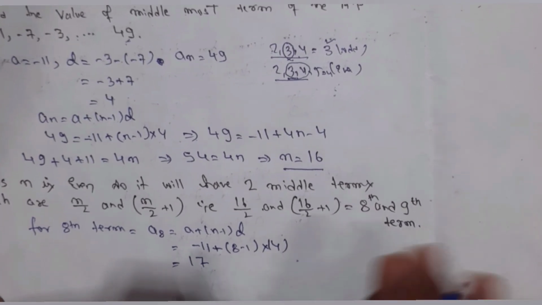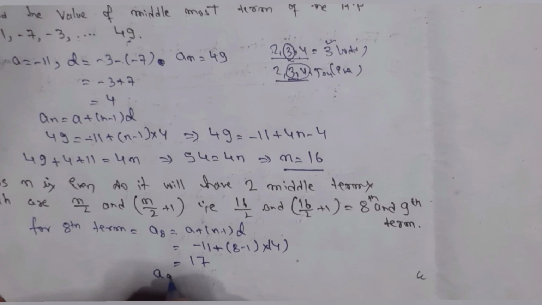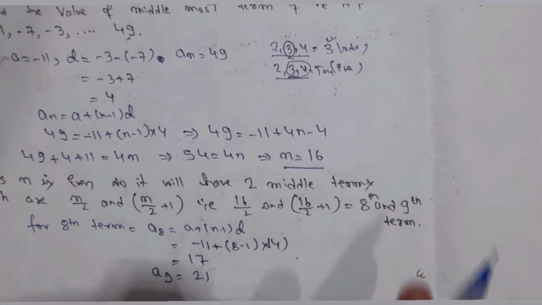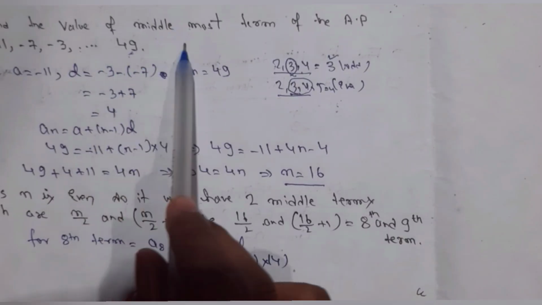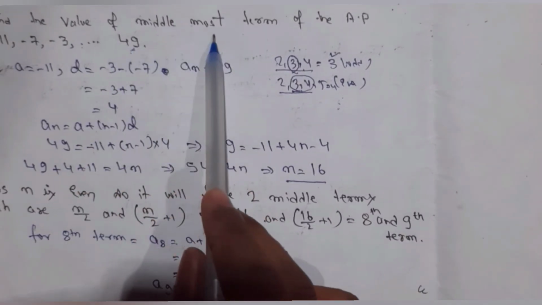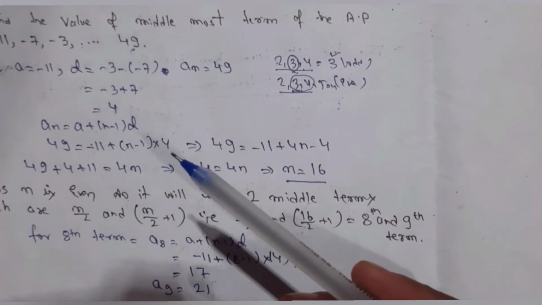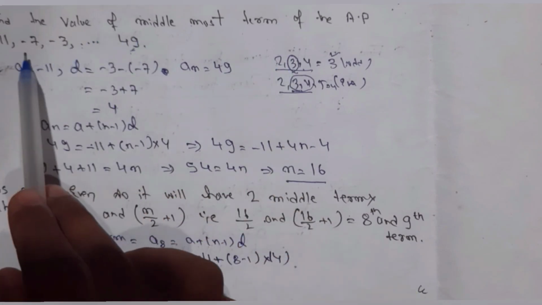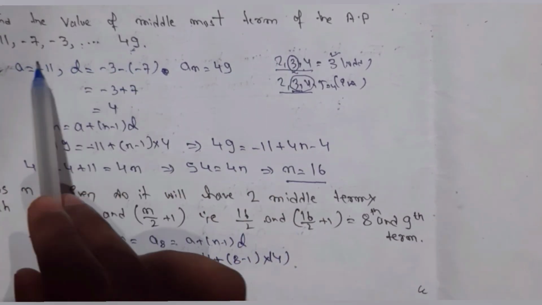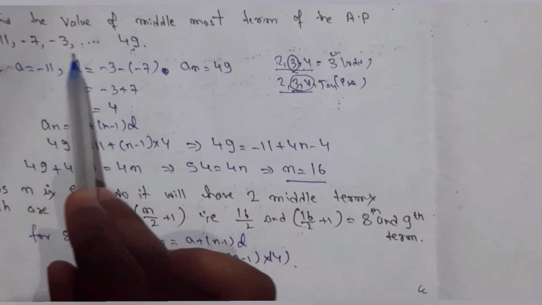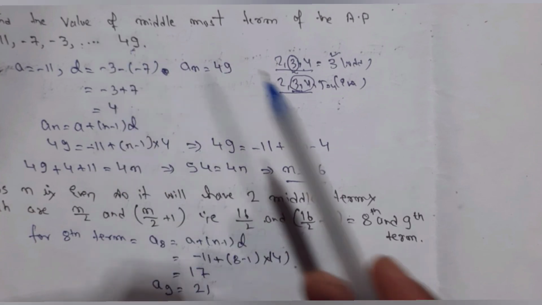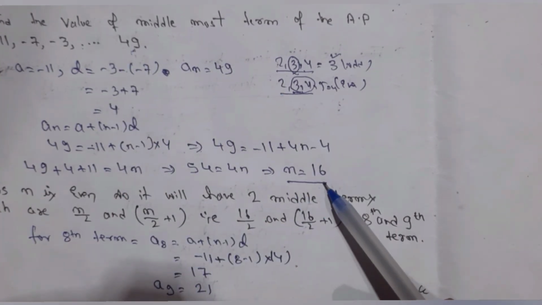In the same way, when you solve for the 9th, it will be 21. Okay, so they are saying in the question that you have to find out the value of the middlemost term. For that, there are many terms, but how many terms are there? I don't know. So first I have to see how many terms are there. So from there I came to know total 16 terms are there.